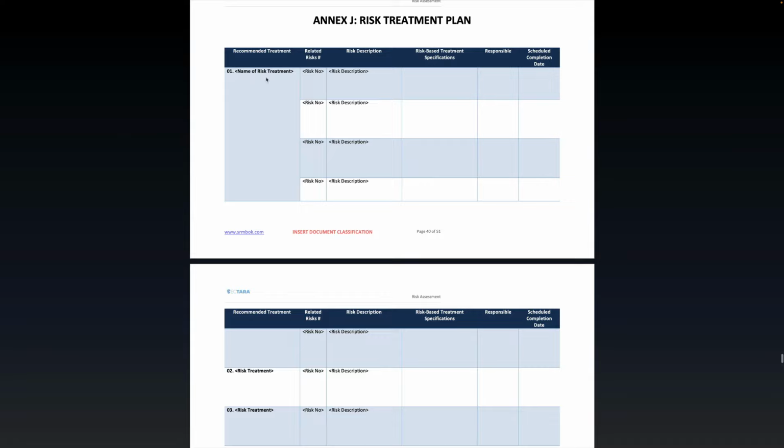So in this column, you'd put the name of the risk treatment and which risks are related. For example, the treatment might be to train everybody in manual handling. Risk number 1 might be manual handling injuries. Risk number 2 might be anything related to manual ergonomics, or whatever risk you chose. And then you look at the risk-based treatment specifications.